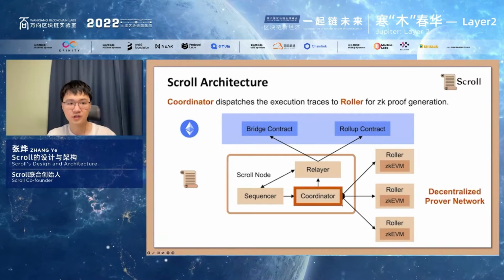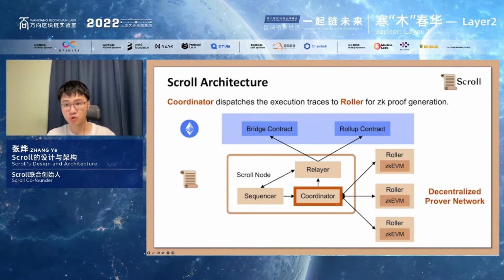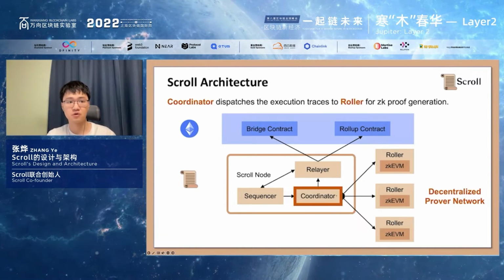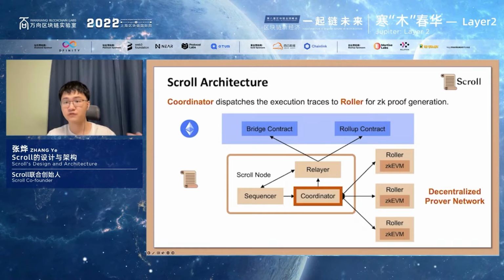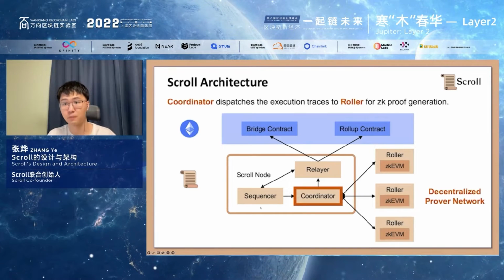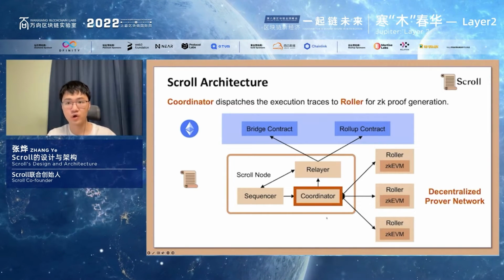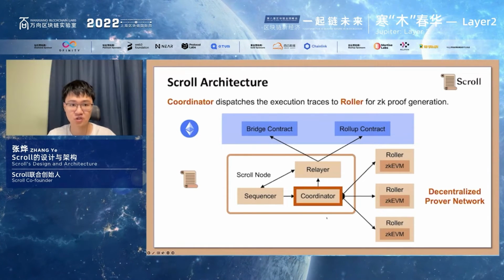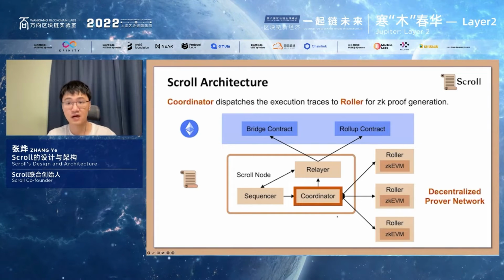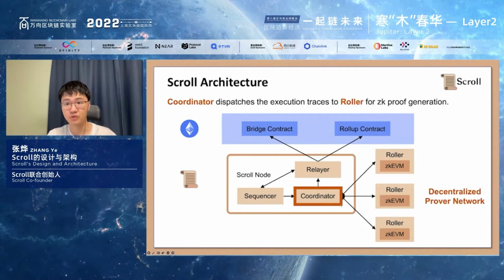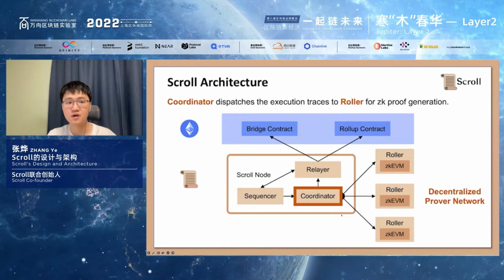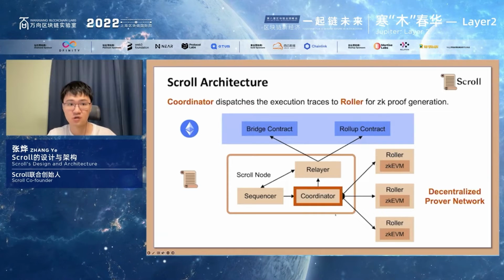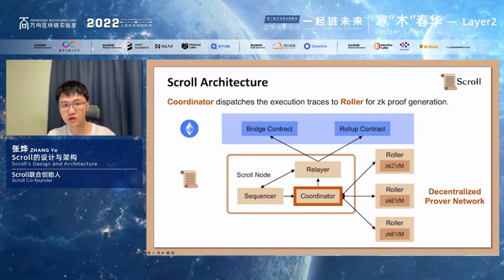And there is also a coordinator, which dispatches execution traces to rollers or provers for ZK proof generation. The execution trace means, after the sequencer generates multiple blocks, the coordinator will collect more information than just the transaction information from the execution. I will show you later. And because we have a decentralized prover network, the coordinator needs to decide who will generate proof for which block. So it will dispatch to different provers.